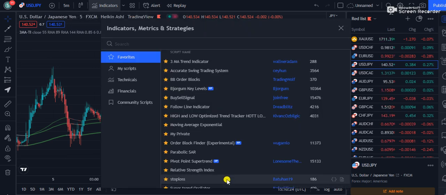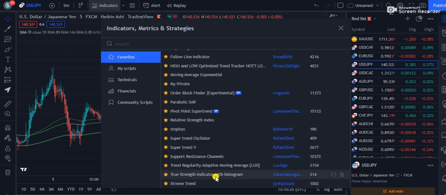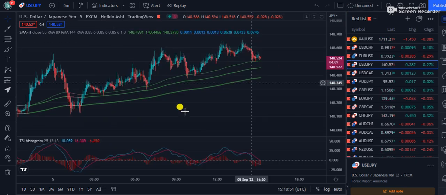The second indicator that we will be using in this strategy is the true strength indicator with histogram. If you search for TSI indicator with histogram, you will find that it is uploaded by Zakaria Bogi. Only a few traders are using it, and most of the traders have no idea that this indicator has very good potential. So I have just attached this indicator on my screen.